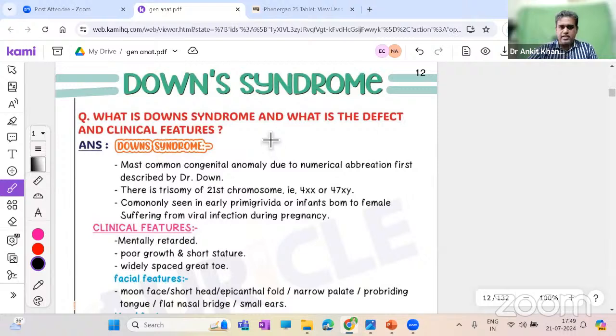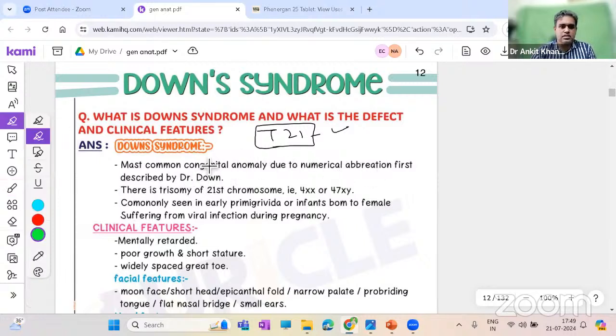Down syndrome is trisomy 21. So in karyotyping, you'll see in the 21st pair, you have three chromosomes. That is Down syndrome. It is the most common congenital anomaly due to numerical aberration, first described by Dr. Down. It's the most common trisomy, of the 21st chromosome.